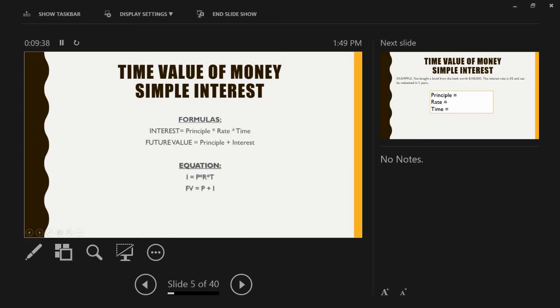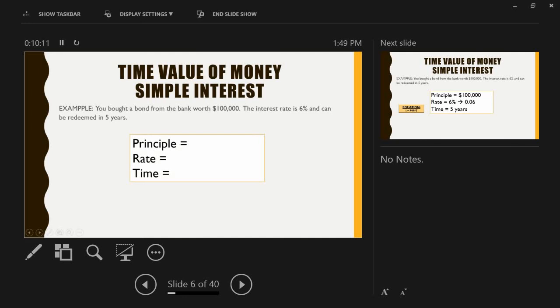Okay? So again, the equations are going to be I equals P times R times T, and then FV is going to equal P plus I. Okay? These formulas you can do on a regular calculator. So this is what I'm going to primarily test you on, is just this simple interest, okay? So understanding this is very, very easy. You just multiply and you would get your answer, okay? So let's go ahead and do an example, okay?